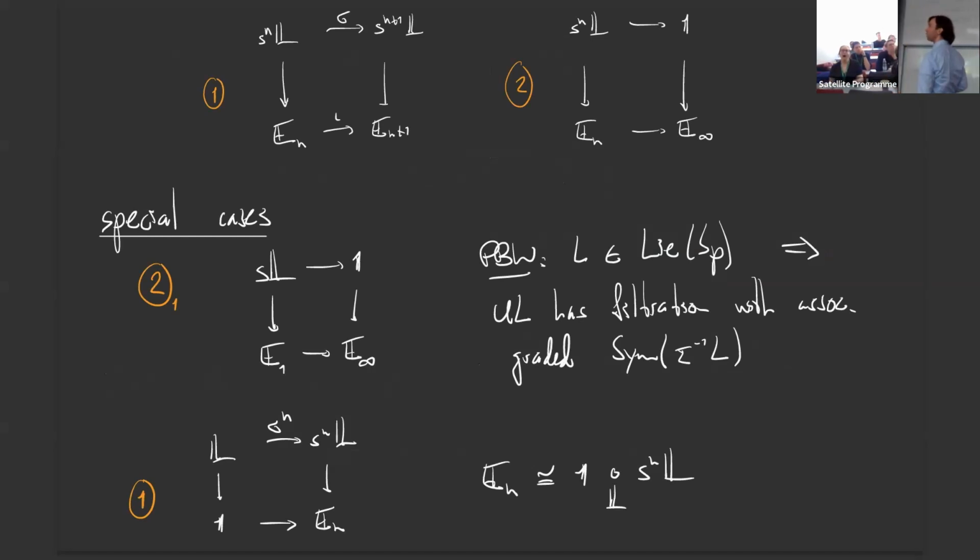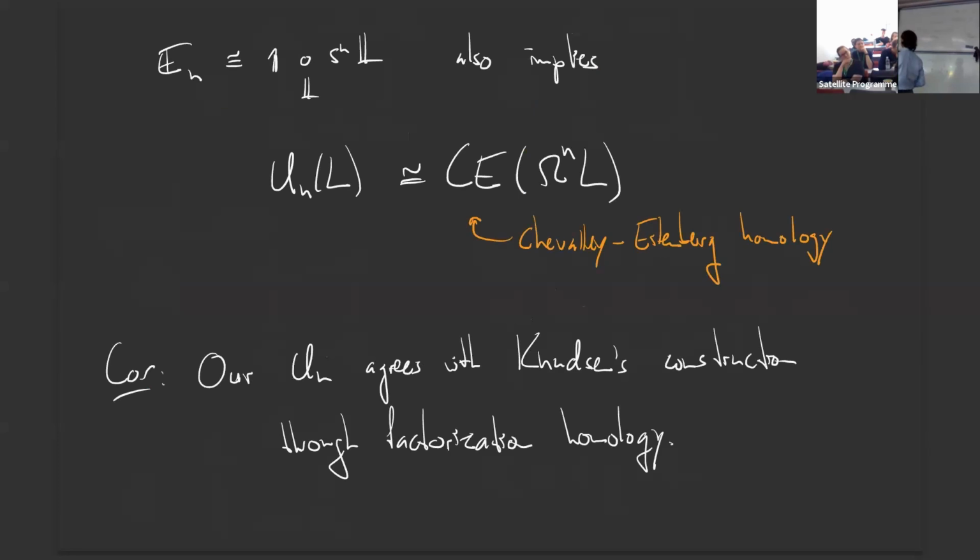That's essentially taking loops n of the thing, and then pushing forward along this map of operads, which is pushing forward from L to 1. That is taking homology with respect to Lie algebra, Chevalley-Eilenberg. So this equation is a direct consequence of this observation.